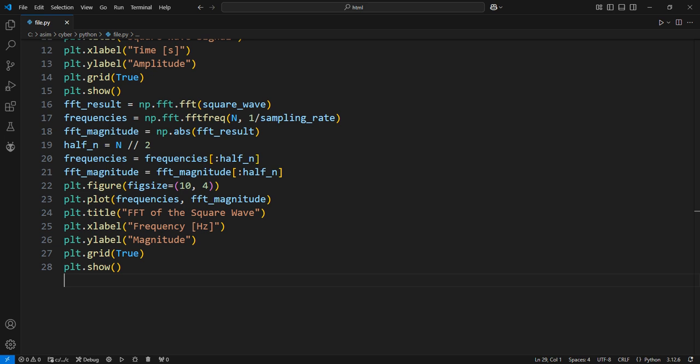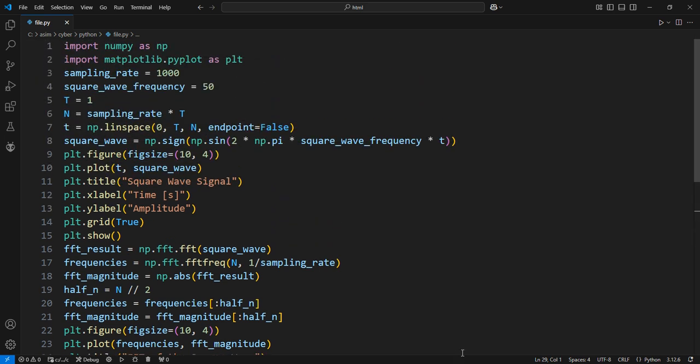Detailed explanation of what we see. The FFT of a square wave will show spikes at the fundamental frequency and its odd harmonics. This happens because a square wave can be represented as a sum of sine waves, the Fourier series. The harmonics are integer multiples of the fundamental frequency, but only odd multiples appear. This is the key property of a square wave's frequency content.